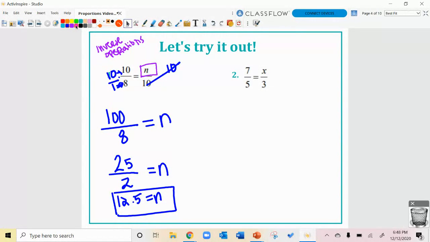I just want that pink. I wonder if you guys can see me clicking on it. I wonder if it changed.